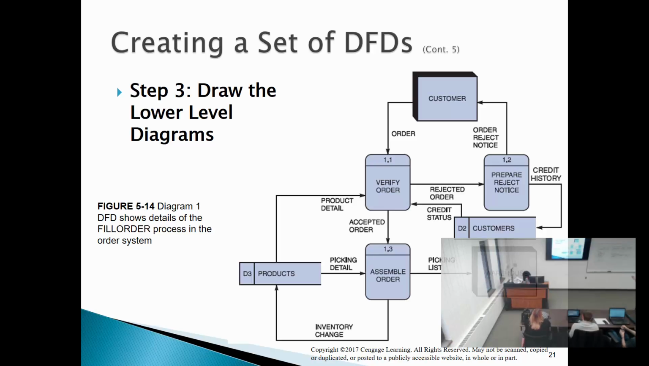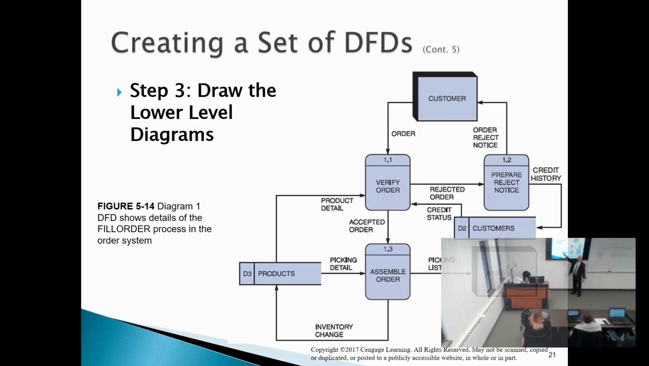If 1.1 gets exploded, how will it be numbered? 1.1.1, 1.1.2, etc. Yes. Okay, so we have a customer. He sends us an order. What do we do first? Verify the order. Very good. How do we do that? We don't know yet, do we?